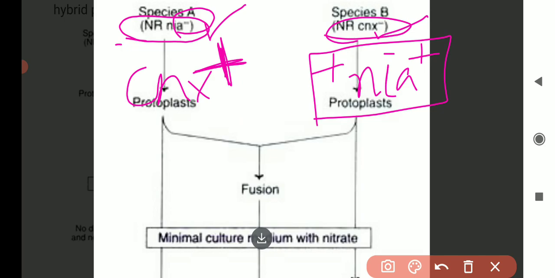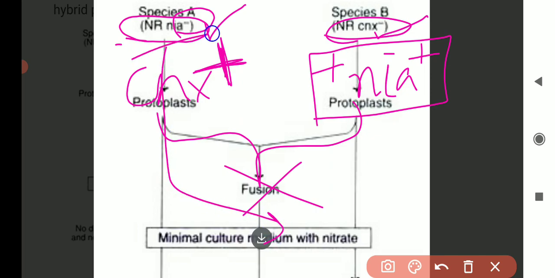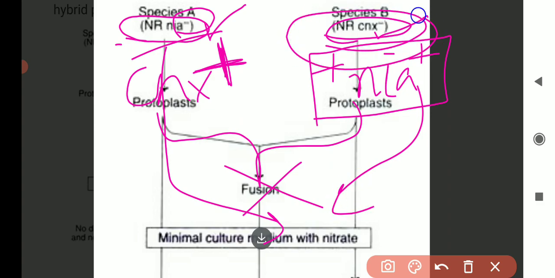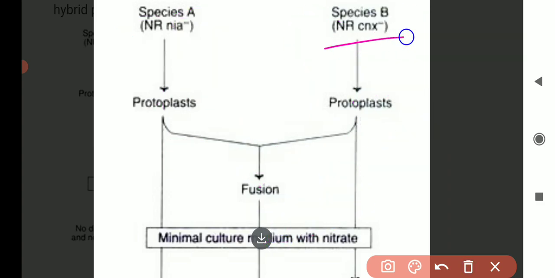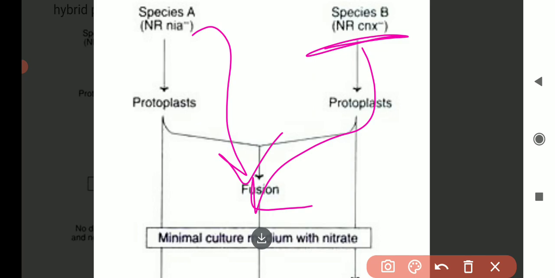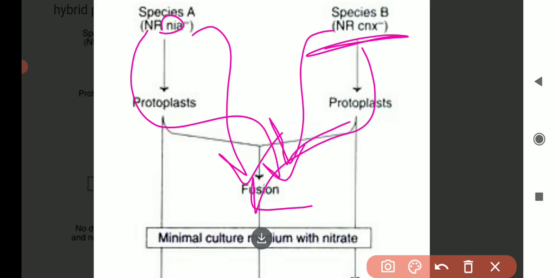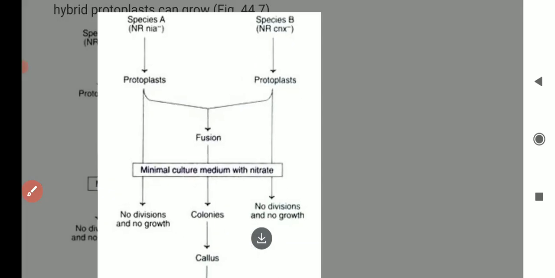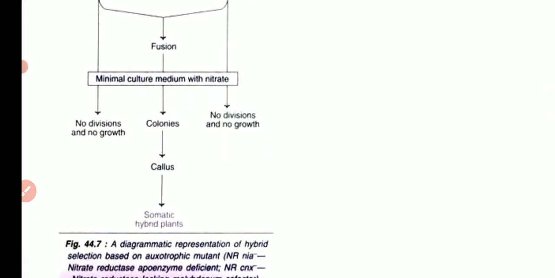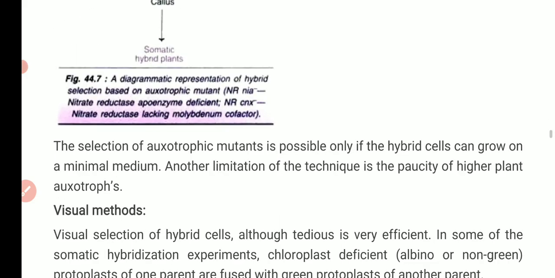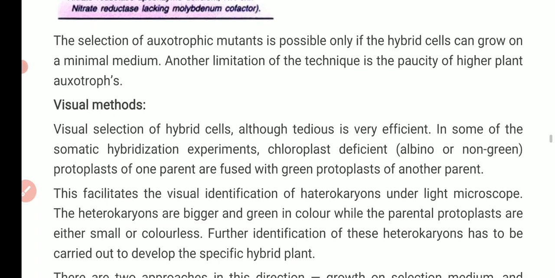Then you fused them. So the deficiency of both is removed. This one was deficient in that, it got it from here. This one is deficient in CNX, you fuse, and it got CNX from species A. And species A is deficient in NIA, you fuse and you get NIA from species B. There's no other way for me to explain it. So there you get the hybrids. It's easy enough. I don't think it's that tough.